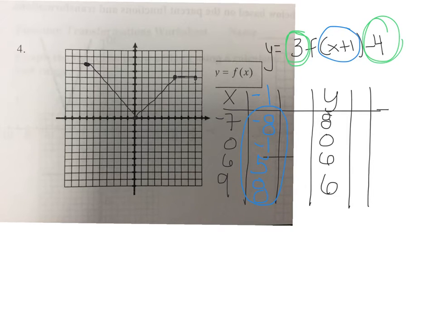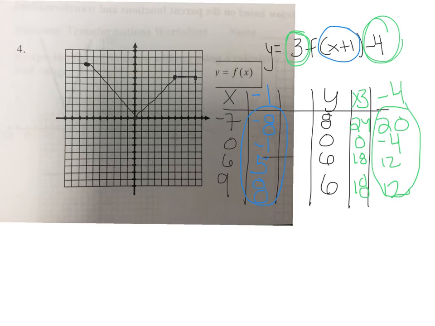We still have to follow PEMDAS, so we first need to multiply. So I'm going to multiply by 3 and get 24, 0, 18, 18, and then I'm going to subtract my 4 and get 20, and this is going to be really far off my graph, I apologize. 20, negative 4, 12, and 12. And so I'm going to use red to draw my final graph. Oh, hang on, before I use my red, I want to circle this y column because those are my finals.